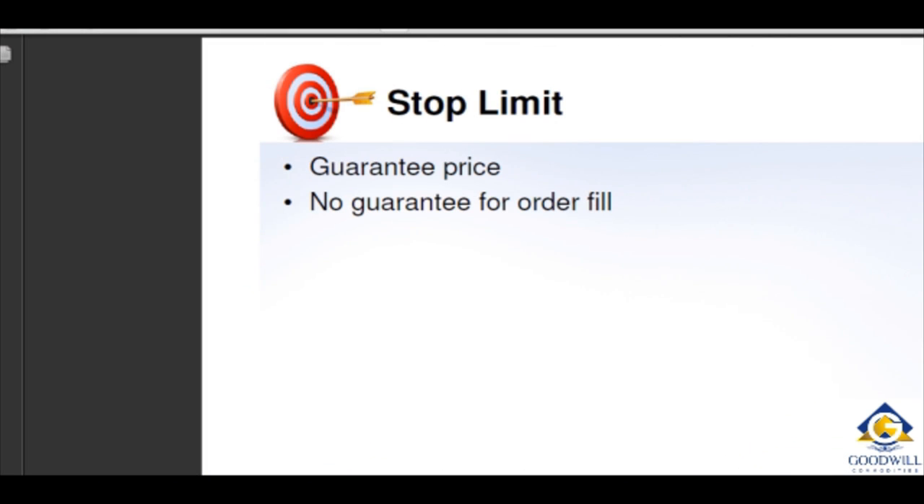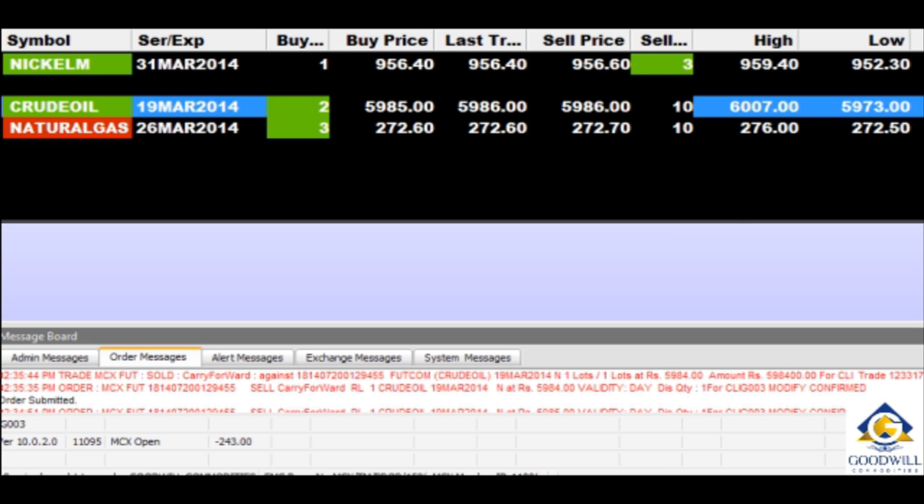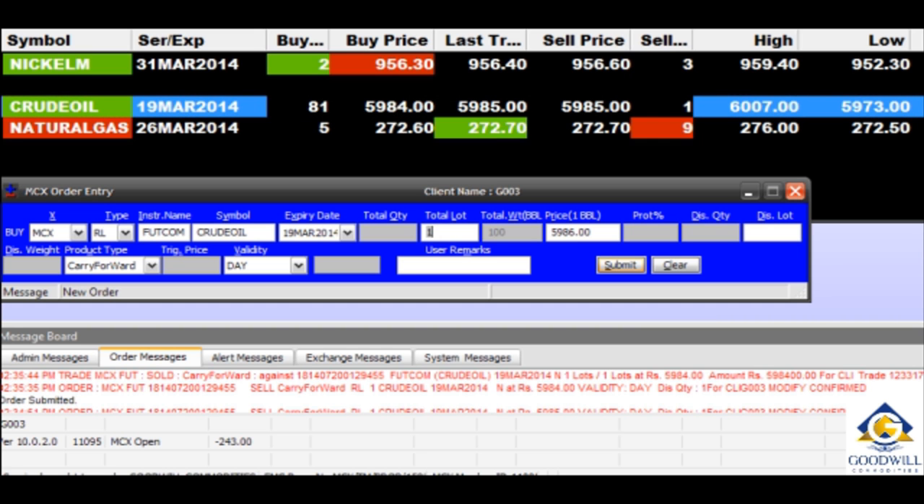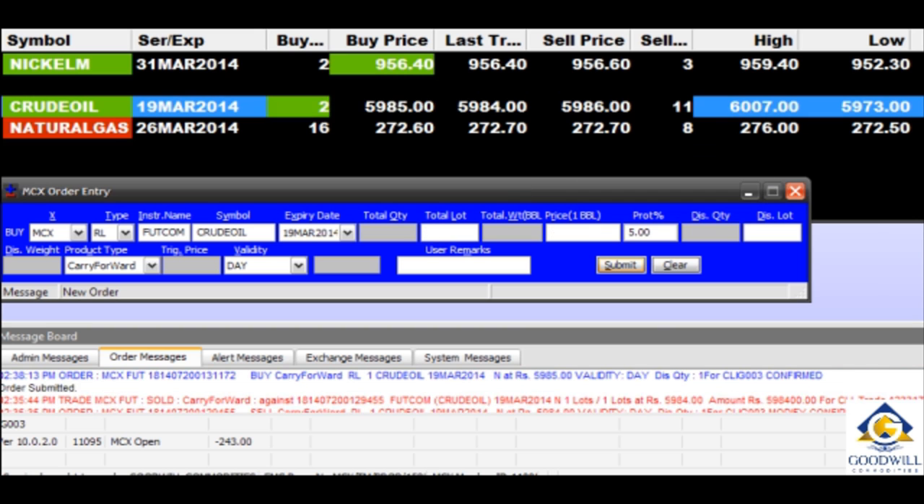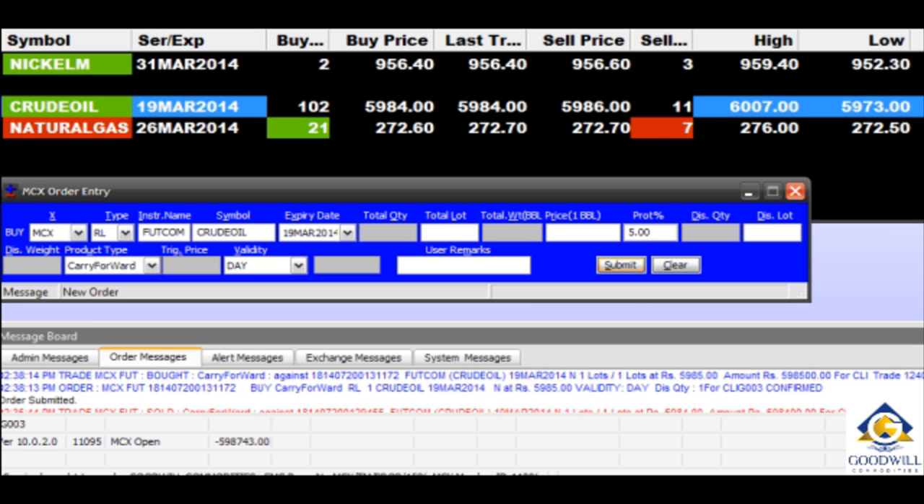Now we are going to see how to place a stop limit order. Let me explain this to you in detail. As the name says, you are going to place a stop loss with a limit order. Now I am going to purchase crude oil. I am going to buy crude oil at the best price. You can see that I am going to buy crude oil at 5985. I am going to place this. So it is a type of limit order. Immediately my order got executed.